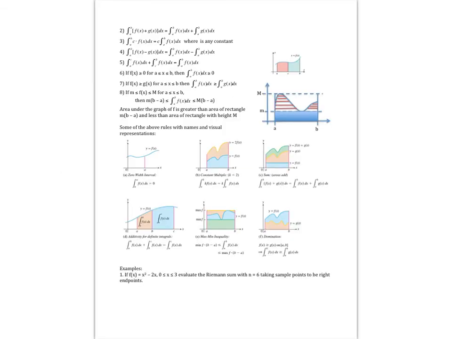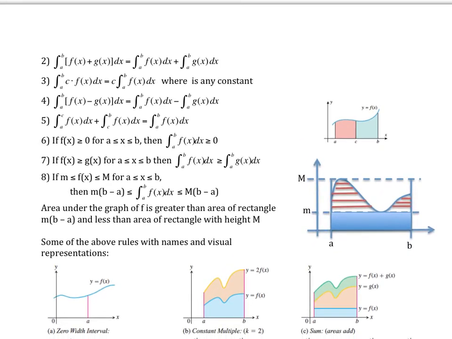Okay, so the next one, the integral from a to b of f of x plus g of x. So if I'm adding two functions, I can distribute the integral. Okay, the integral from a to b of a constant times a function. That's just like putting the constant out in front. So c times the integral, the constant doesn't do anything. We just move it out in front and then take this integral right there.